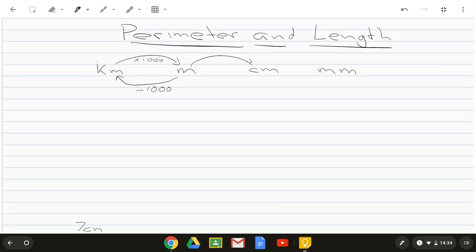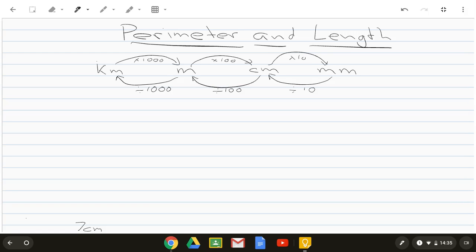Similarly, to get from meters to centimeters, because there are 100 centimeters in 1 meter, if I have the question in meters, I have to multiply by 100. And if I have the question in centimeters and I want to convert it to meters, I divide it by 100. And because there are 10 millimeters in a centimeter, if my question is in millimeters, I have to divide the answer by 10. If my question is in centimeters, to work out how many millimeters, I multiply by 10.